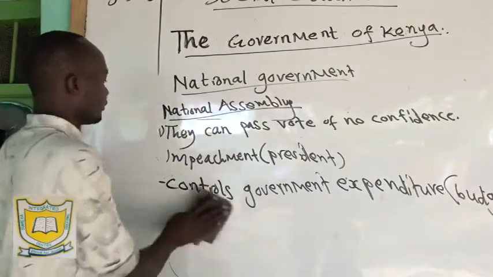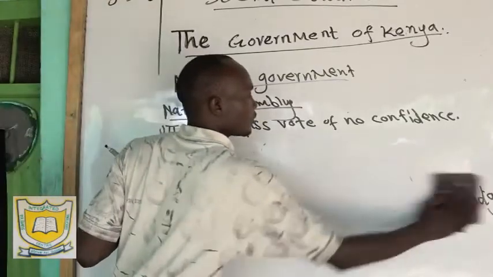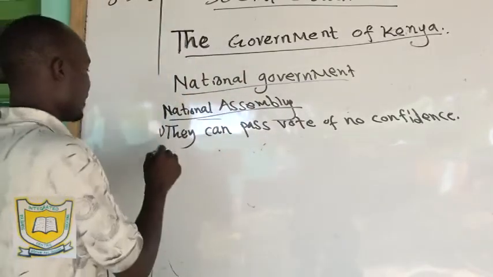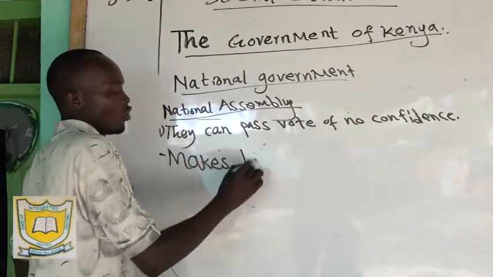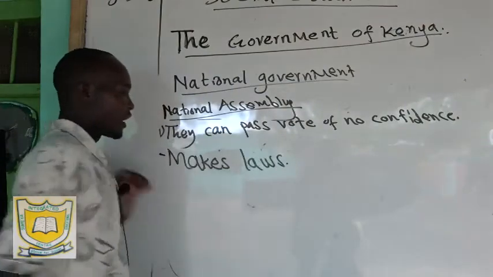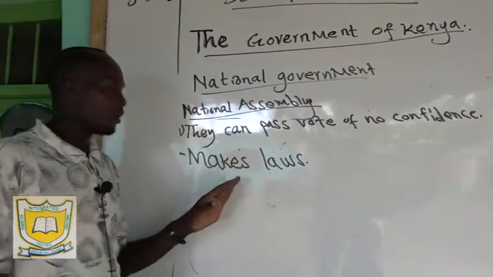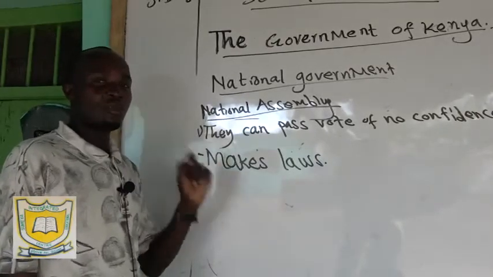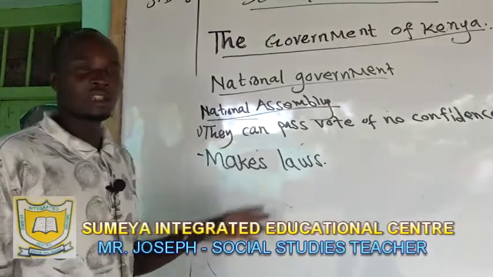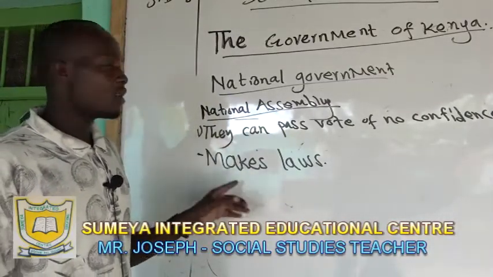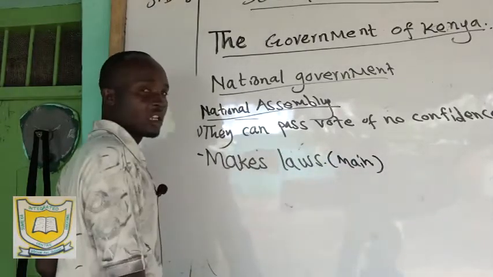Then another one, the main role of the parliament is to make law. They make the laws of Kenya. After the law has been made, it is taken to the president for assent. He signs, so it becomes law and starts operating. So the parliament makes the law. This is the main function, or main role, of the legislature.